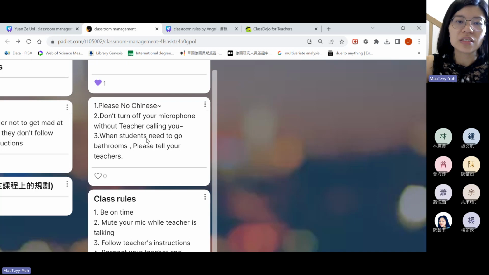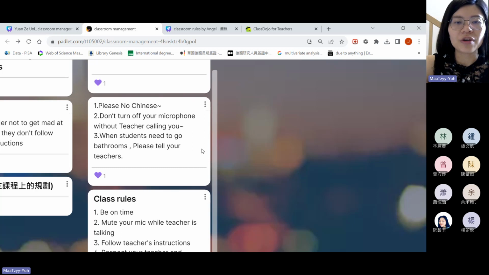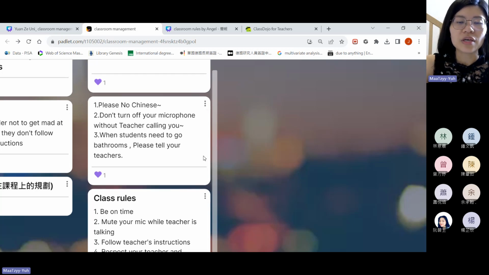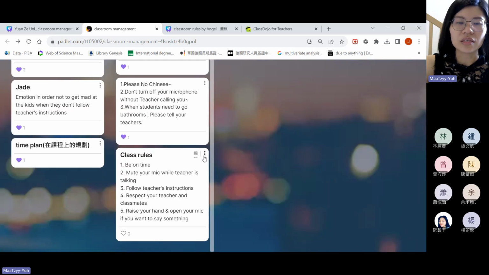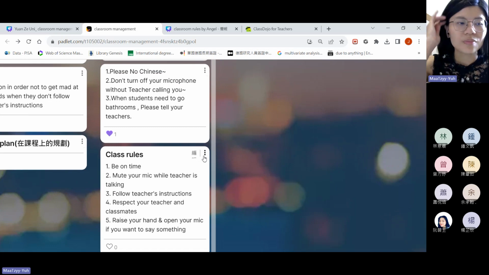And number 3, when the students need to go to the bathroom, please tell your teachers. Yeah. So you might tell them that, okay, if you need to go to the bathroom, please say, may I go to the bathroom? Or there are some sentences that you could have used in your class. You can just tell your students what to say or how to express their needs.